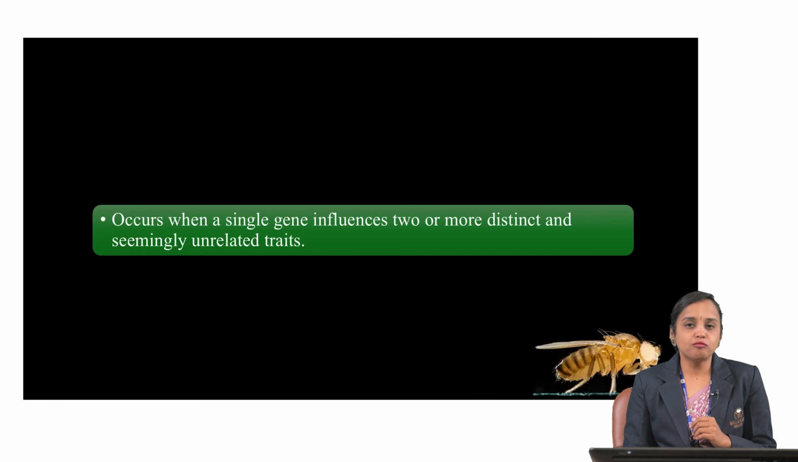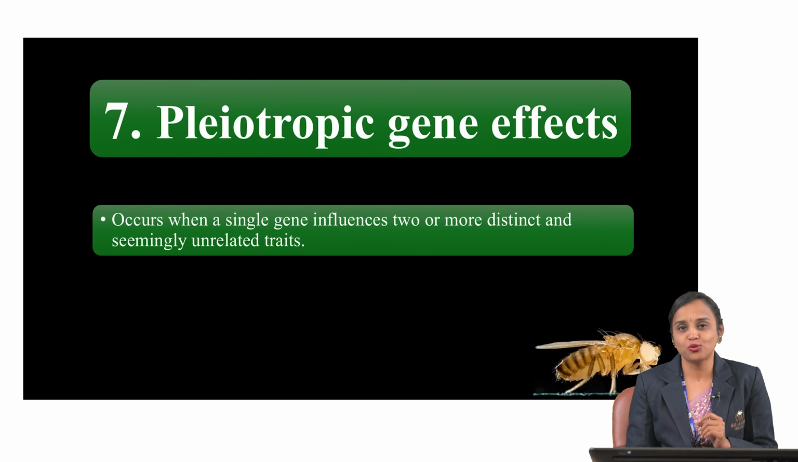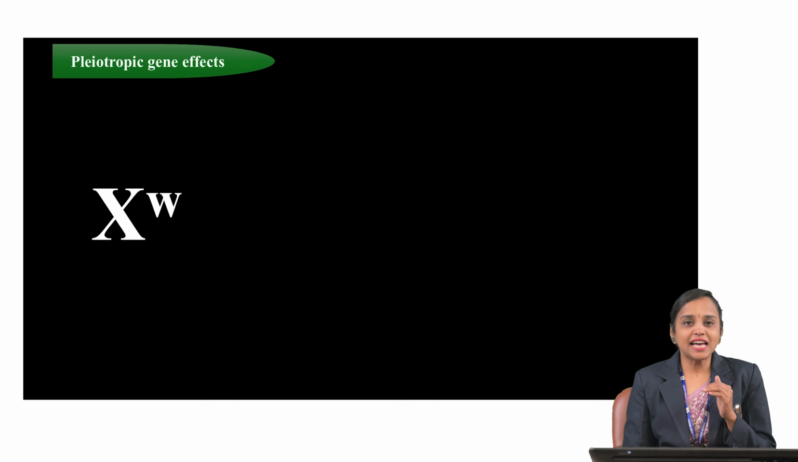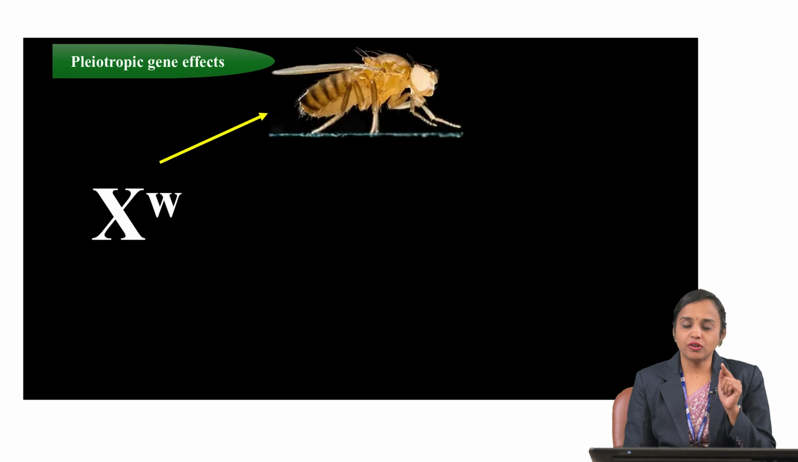In the next condition of post-Mendelian inheritance, sometimes a single gene influences more than one trait in an organism. So this interesting phenomenon is called pleiotropy. A classical example of pleiotropy was observed in the white eye allele in Drosophila. This allele affects eye color, which is white.